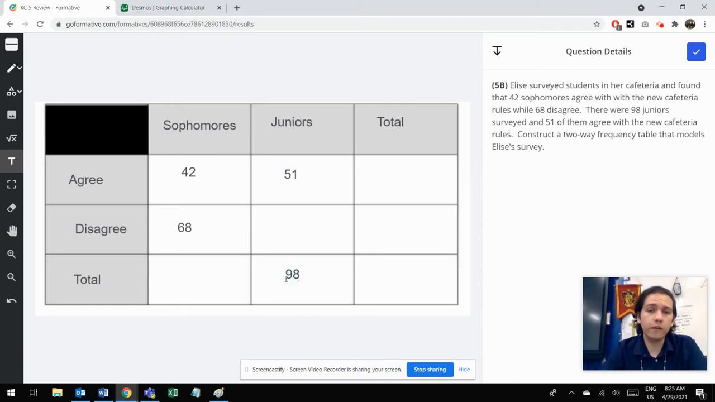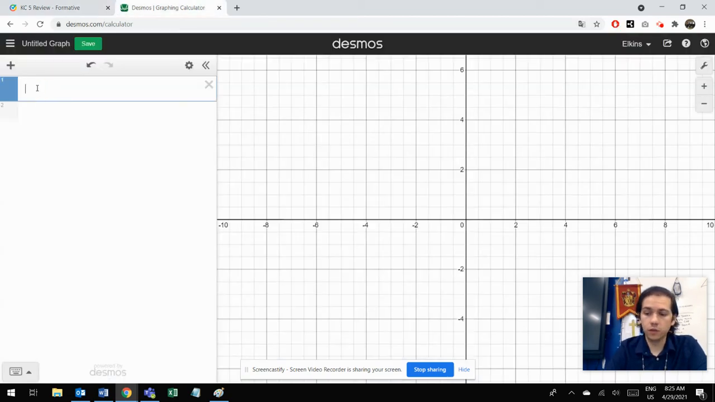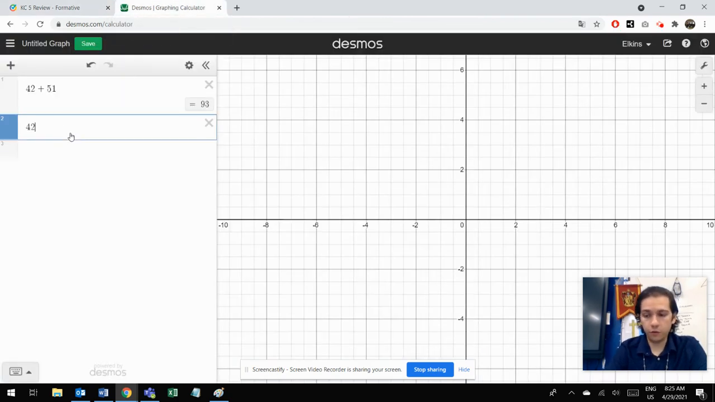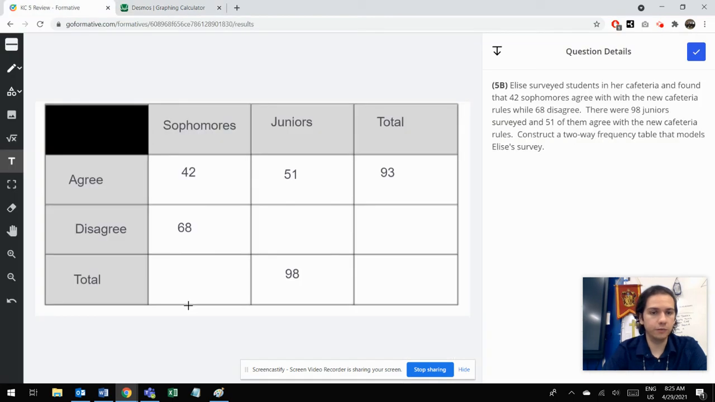From here, it's just doing some math to figure out every other space. So if I add these two together, 42 plus 51, I get 93. Well, then I know 93 goes here. I could add vertically here too, 42 plus 68, just adding, super fun. This is making your first grade self proud, I'm sure.